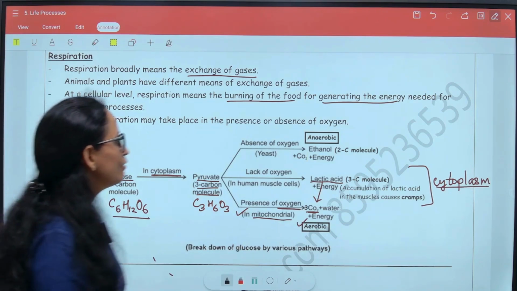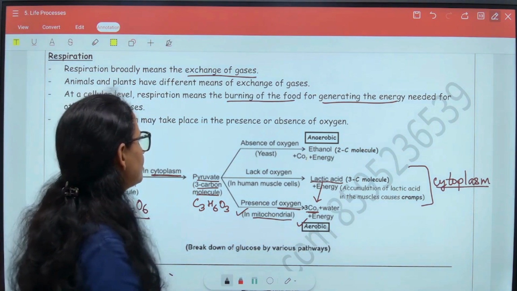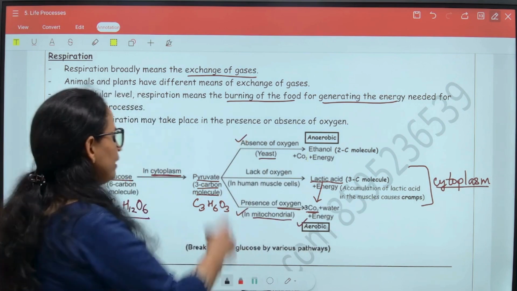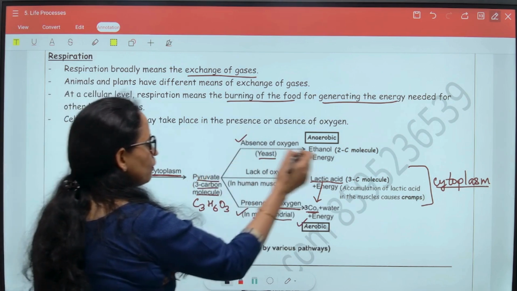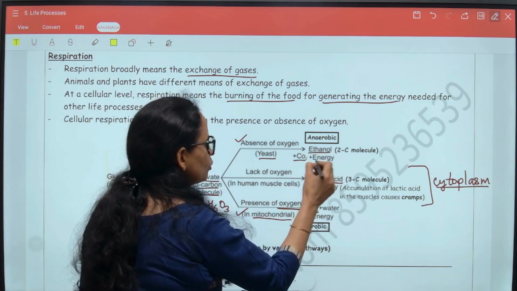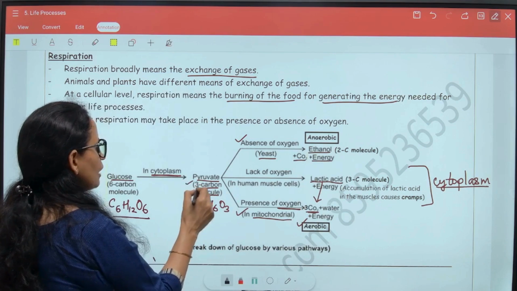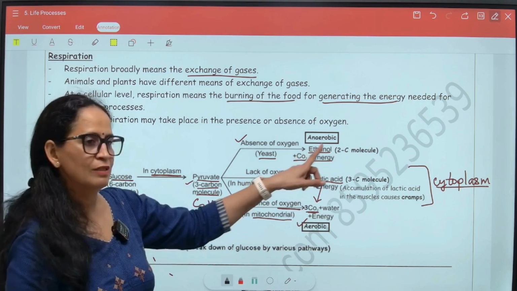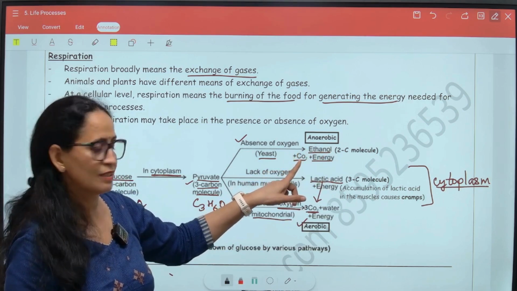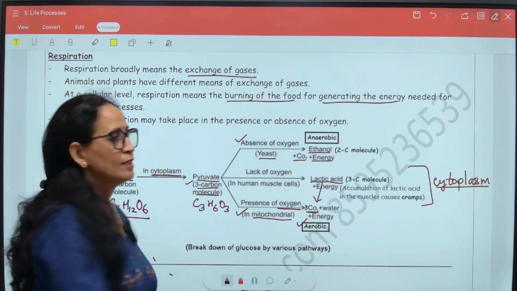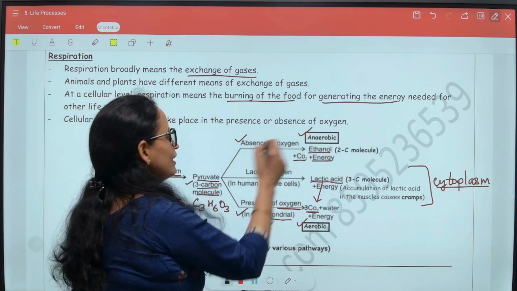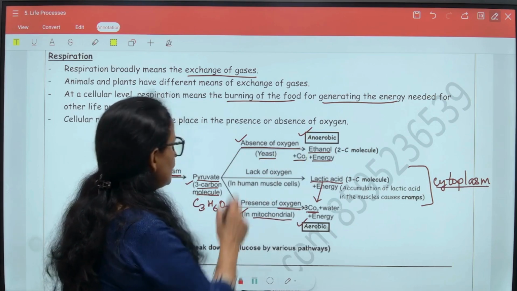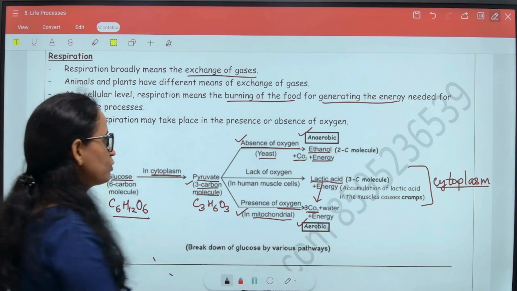Right? Now there are certain organisms like yeast that survive in the absence of oxygen. Here in these organisms, the pyruvate gets broken down to ethanol plus CO2 plus energy. Pyruvate is a 3-carbon molecule, ethanol has 2 carbons. So one carbon is left, that means one molecule of CO2 is released and energy is released. This is called anaerobic respiration that takes place in the absence of oxygen in yeast. So this takes place in the absence of oxygen.